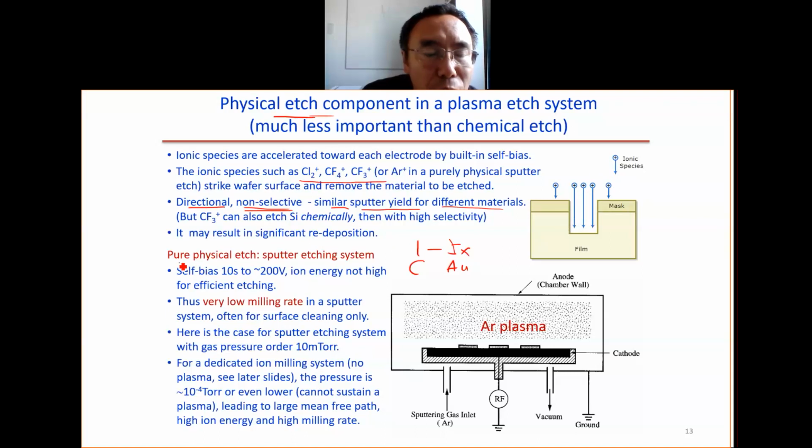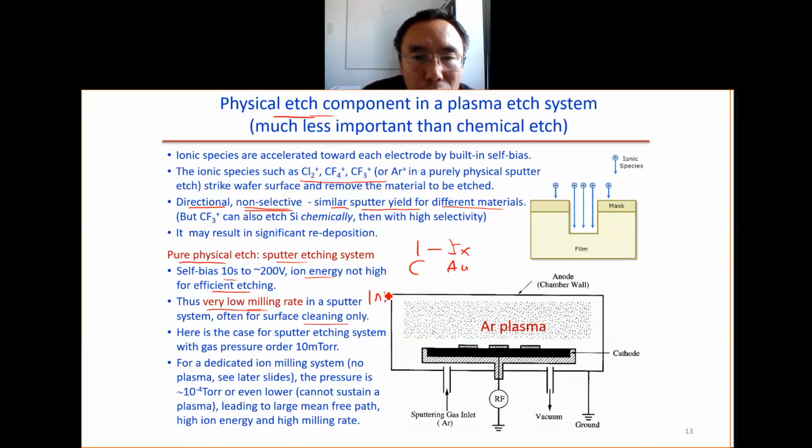So we can have the pure physical etch. This is called the sputter etching system. Usually the self bias is turned up to 200 volts. Ion energy is not very high for efficient etching. Secondly, it has a very low milling rate. So in the plasma, the milling rate is very low. It is only used for cleaning.